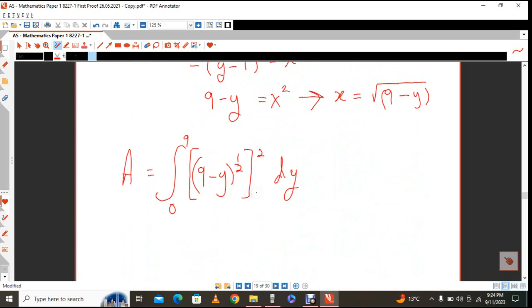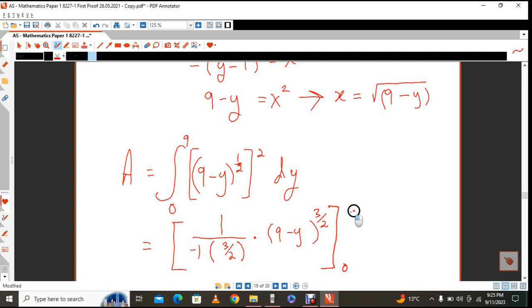So the way that we are going to do this one, let me bring in my square brackets as I start to integrate. So I'm going to have 1 all over, well, this a is negative 1, and then obviously you are going to say n plus 1. So when you are adding 1 to the index, you are going to get 3 over 2. And I'm going to multiply that by 9 minus y, obviously raised to the power of 3 over 2. And obviously this is from 0 to 9.